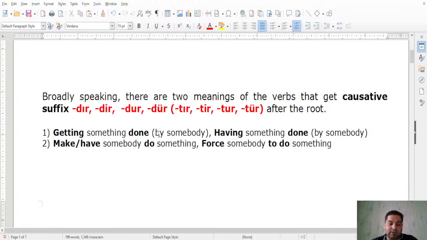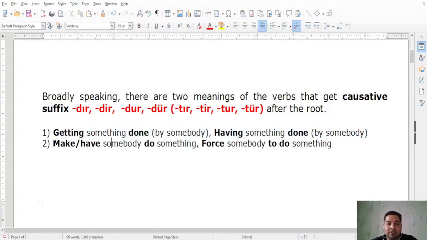That person can be expressed, or it can be omitted. It doesn't necessarily require to be mentioned, but when you use the structure, the meaning is that you have something done by somebody, okay? Or you're getting something done by somebody. That's the first meaning in Turkish language, and you add this causative suffix to the root of the verb.